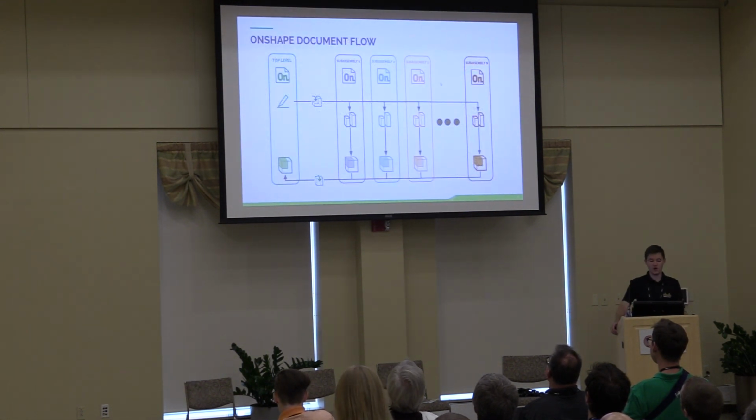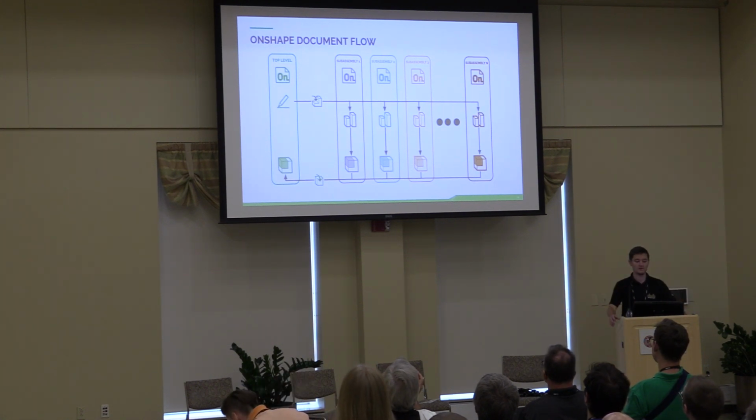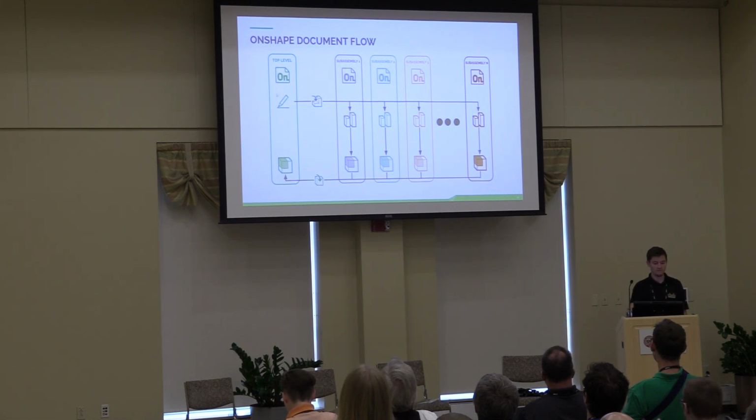And the actual Onshape document flow, I like this diagram because I think it makes it relatively simple and consistent, something you can show your students when they're trying to really wrap their head around how this works. So you've got your top level document, you're going to create that. That's where your sketches are going to live that define the robot.